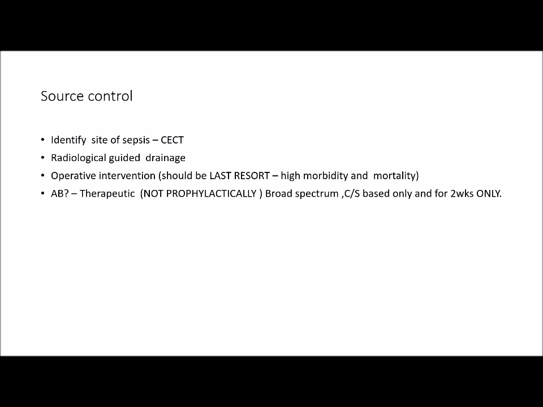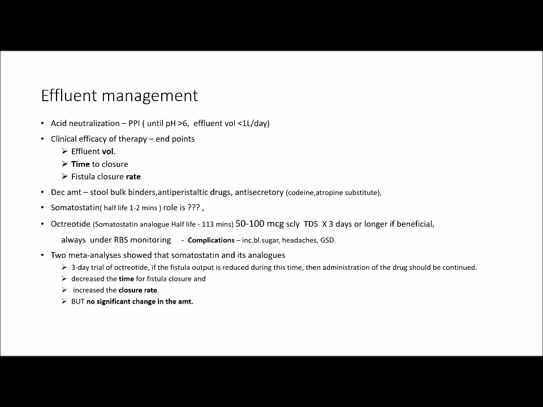What about antibiotics? They should not be prophylactic. They should be therapeutic, broad spectrum, or if possible, culture sensitivity based, and should be given not for the maximum time, but the minimum time possible until the infection is eradicated. Don't continue once the culture becomes negative, right? What about the effluent management? Fluid just keeps coming on and on. So one, you have to neutralize the acid. And how do you do that? By giving PPIs, until the pH comes above 6 and effluent volume is less than 1 liter per day.